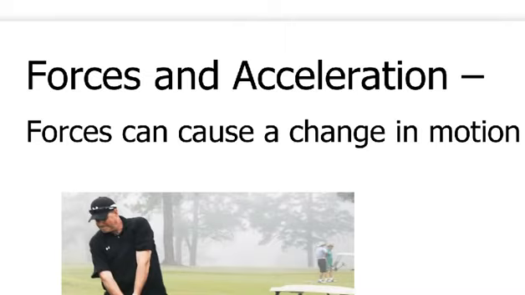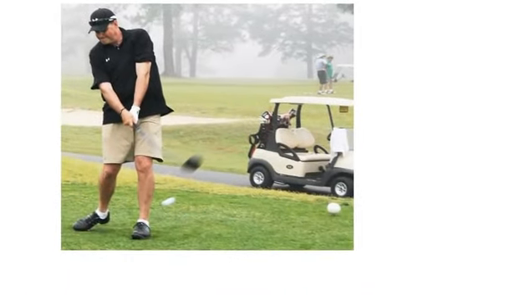An example might be this golfer here. He has swung his club, the club head has contacted the ball, and the ball's motion has now changed. It's gone from rest to some velocity in a really short period of time. That's a very high acceleration at the point of impact with the ball right there. That's just a visual example of acceleration caused by a force.